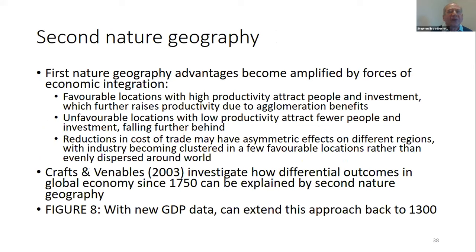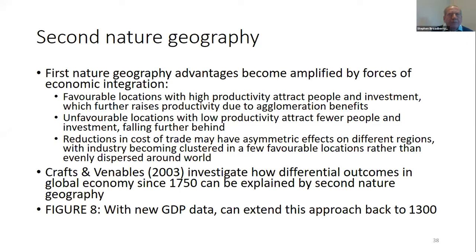So in this framework, first nature geography advantages are amplified by the forces of economic integration. So if you're a favorable location that has high productivity, you are well endowed with natural resources, nice climate and so on, then you will attract people, attract capital, and that then leads to further increases in productivity because you have agglomeration benefits. If you're stuck in an unfavorable location, everything's exactly the opposite way around. You've got low productivity, you attract fewer people, you may, in fact, become a source of out-migration and lose capital, and so you fall further behind.